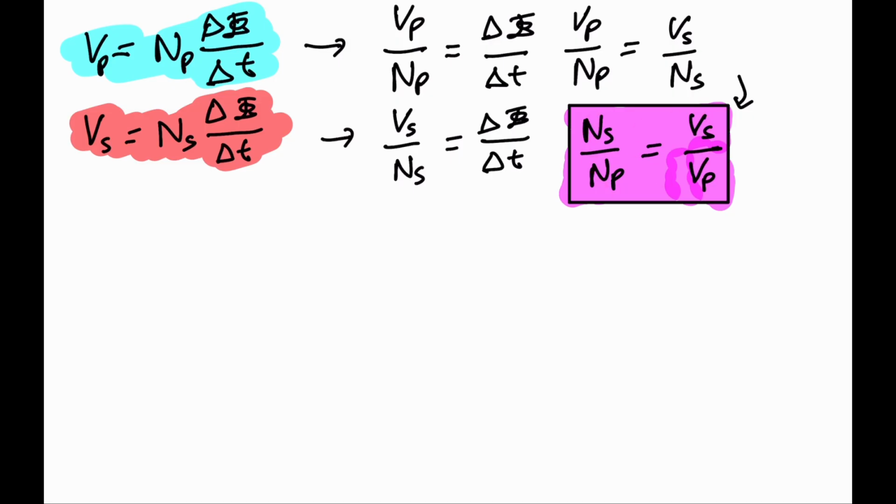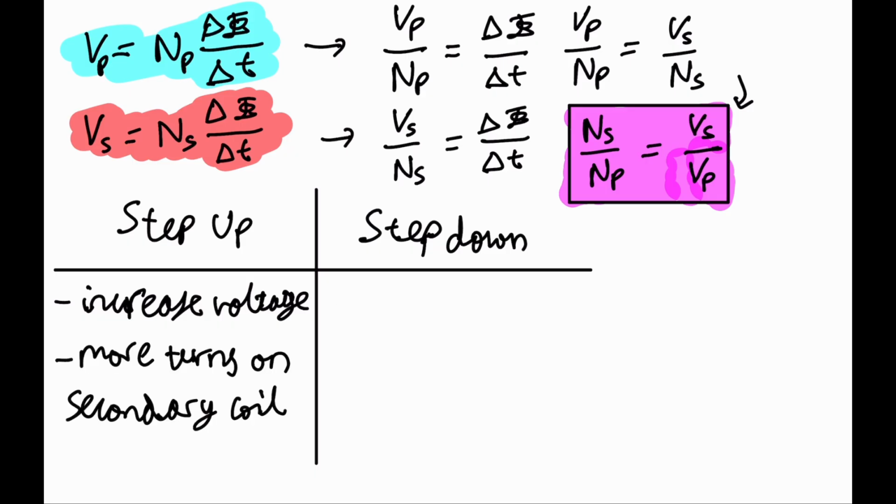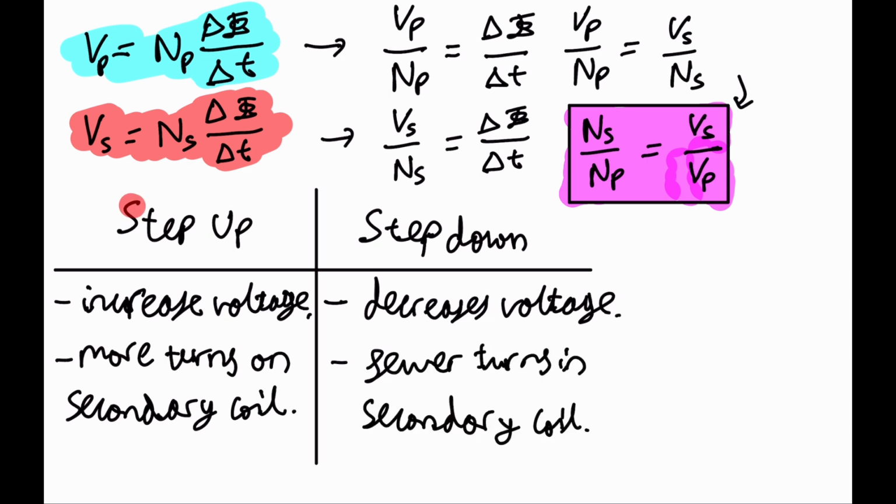So you have two different types of transformers. One is called a step-up transformer, and one is called a step-down transformer. In a step-up transformer, you increase the voltage from the primary to the secondary, and there are more turns on the secondary coil. In a step-down transformer, you have basically the opposite. It decreases the voltage, and there are fewer turns in the secondary coil. So step-up always increases, and step-down decreases.